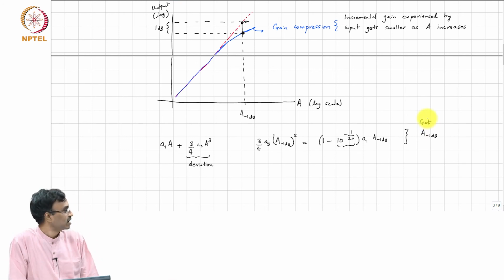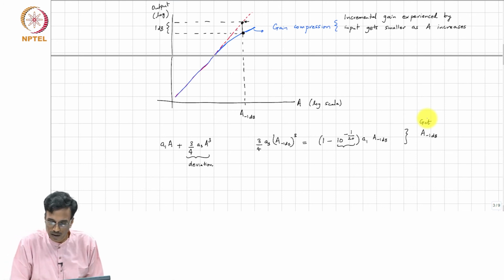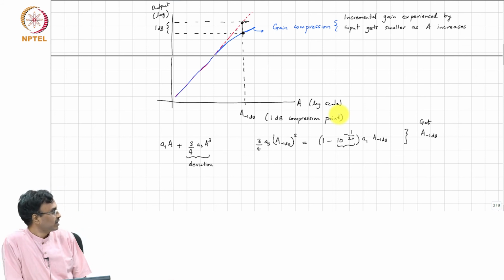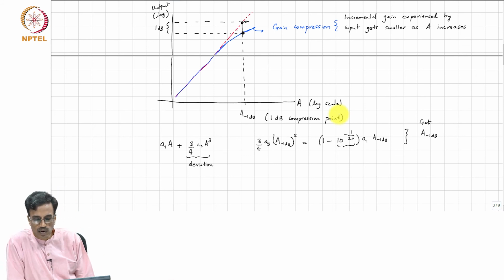Obviously, this A minus 1 dB is often also called the 1 dB compression point, right. And all that this means is that if the 1 dB compression point is much higher, then the amplifier can handle a larger input amplitude before nonlinearity starts to have deleterious effects on the output.